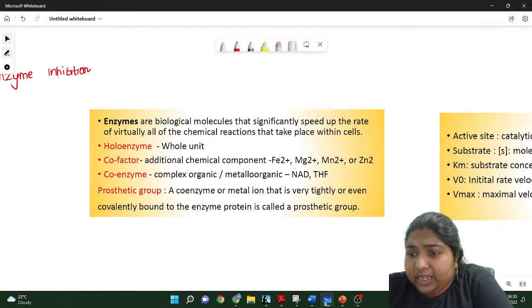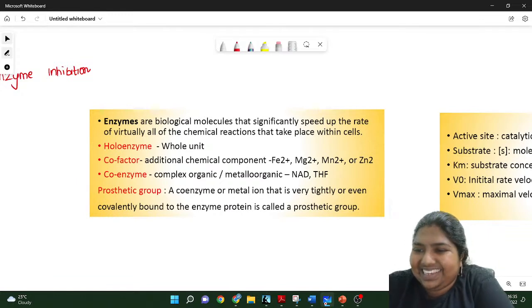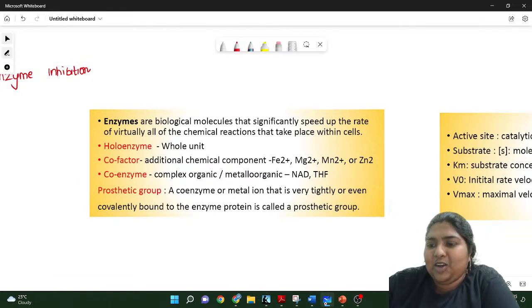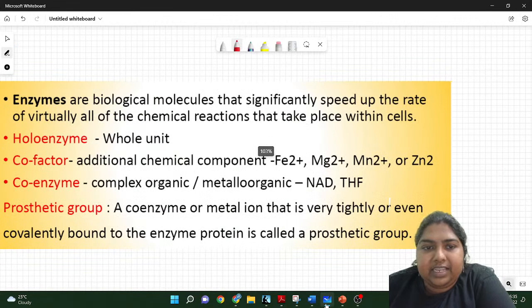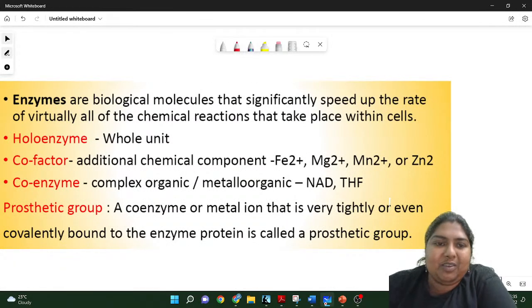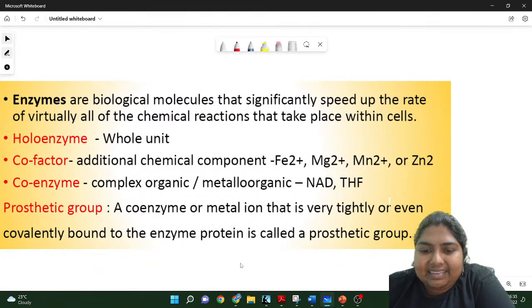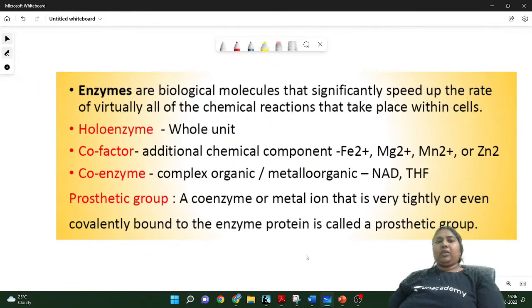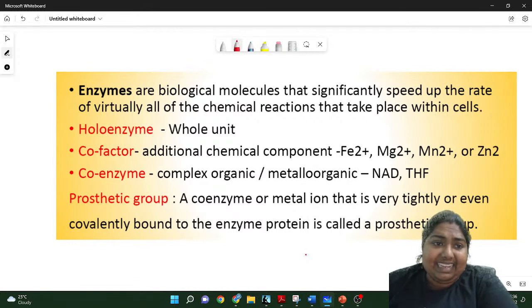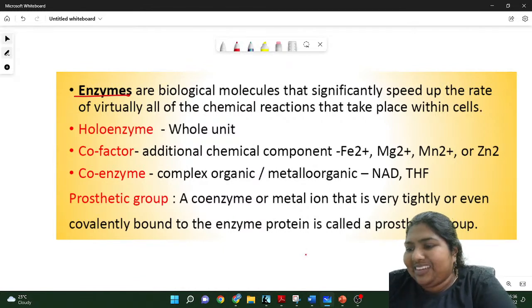So today we are going to make a very quick revision, and that is going to be on our enzymes. Enzymes and inhibition are seriously a very important topic for our preparation. So let's see in detail about these enzymes. Exactly what are these enzymes? Literally, these enzymes are very important molecules, right?